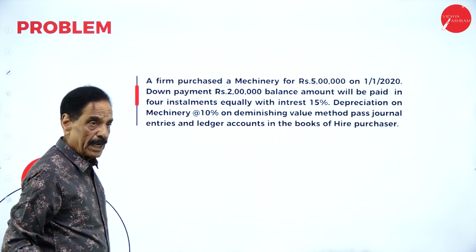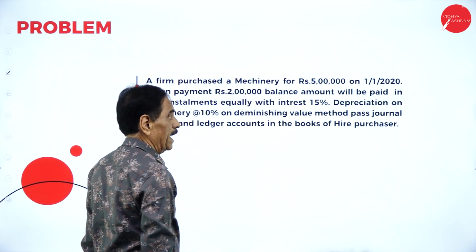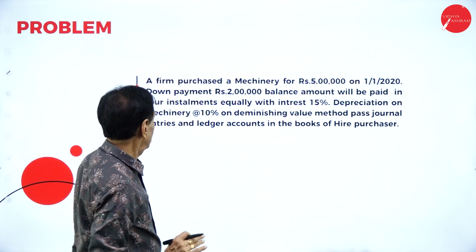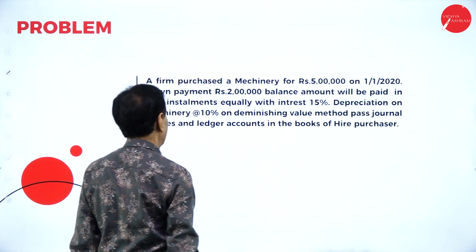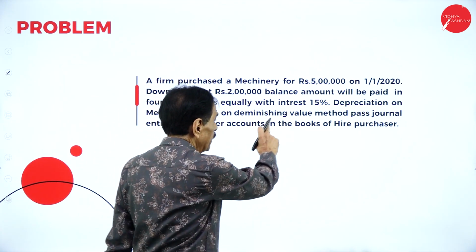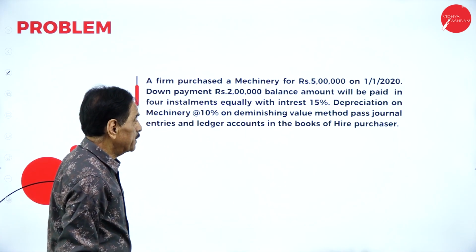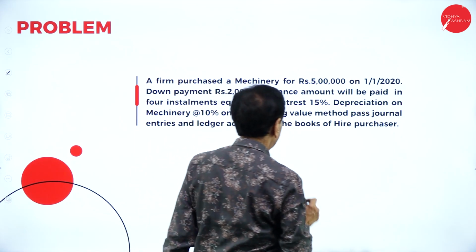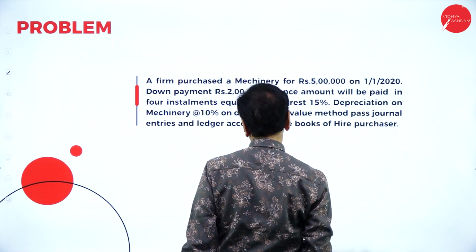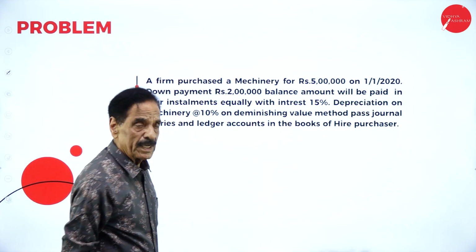Our problem goes like this. A firm purchased machinery for rupees 5 lakh on 1/1/2020. Down payment is 2 lakh. Balance will be paid in 4 equal installments with interest at 15%. Depreciation on machinery at 10% on diminishing balance method. Pass journal entries and ledger accounts in the books of hire purchaser.